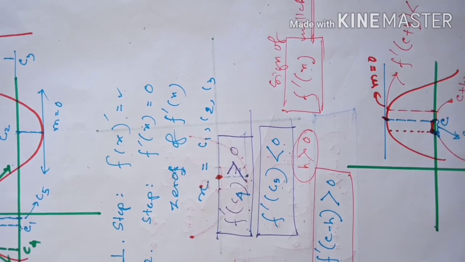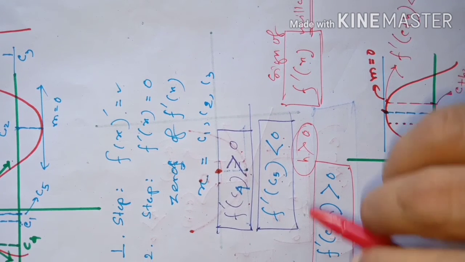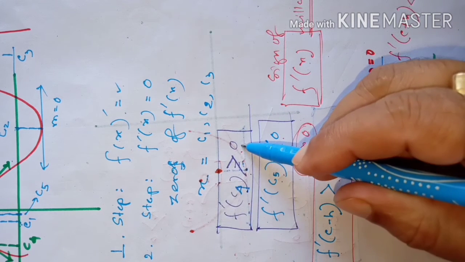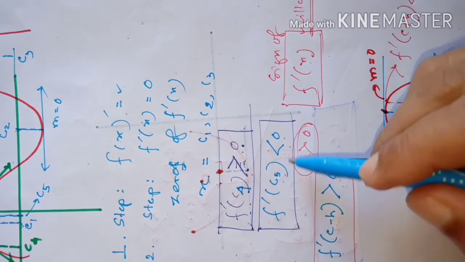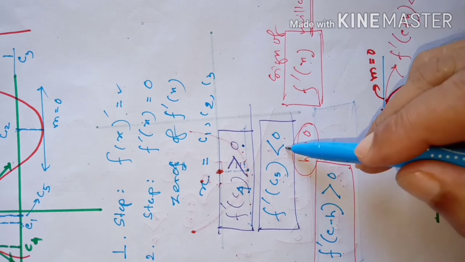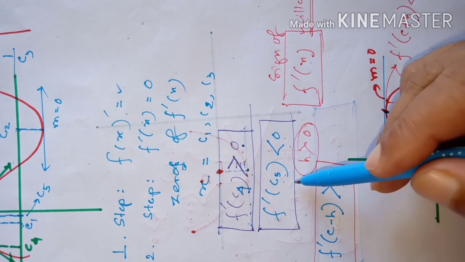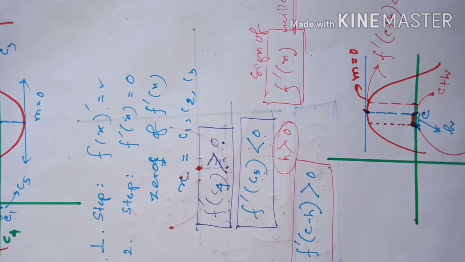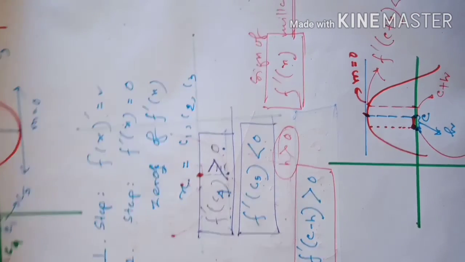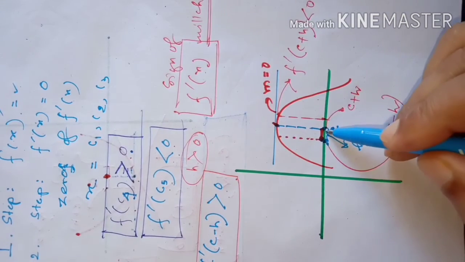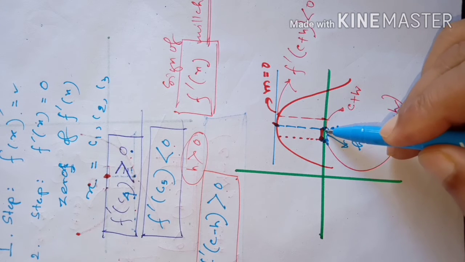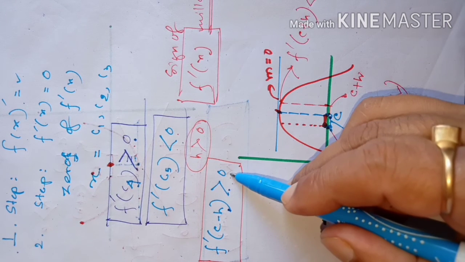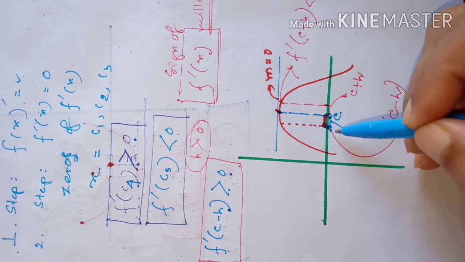After the turning points. F dash x, you see here, this is f dash x. F dash c minus h greater than 0 means it will be positive. F dash c plus h less than 0, that means it will be negative. So that means at c, just you see here, C is the turning point, and f dash c minus h is greater than 0. Positive, that means.